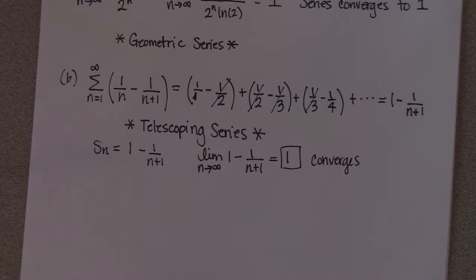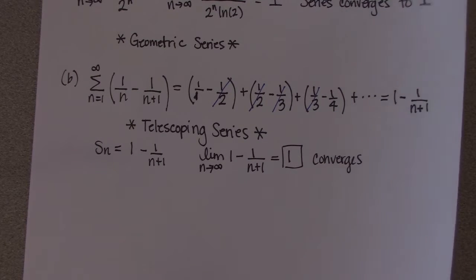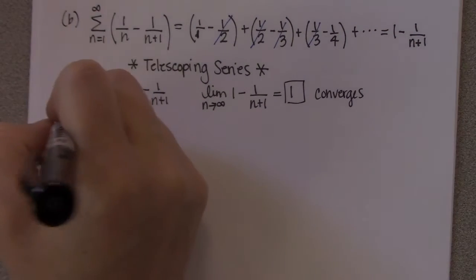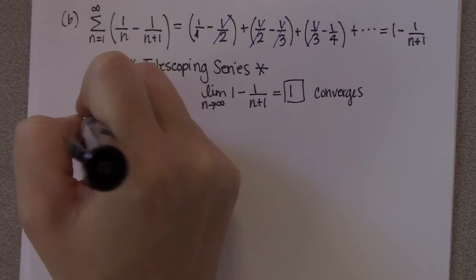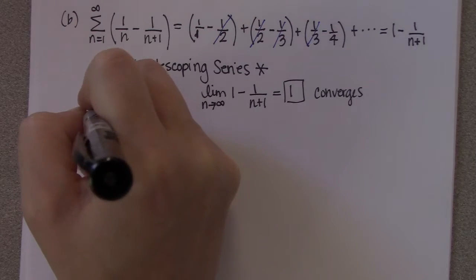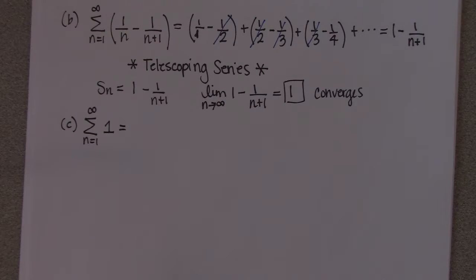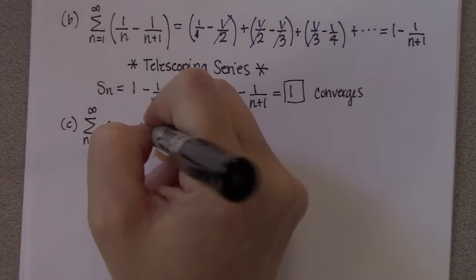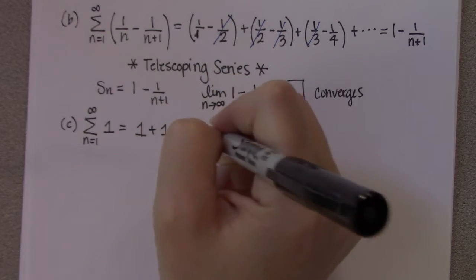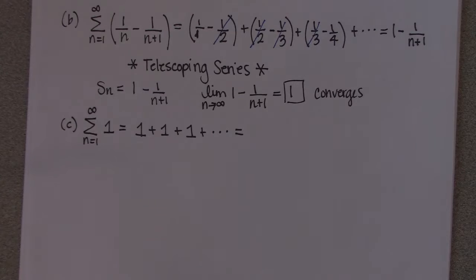Now this is not the only telescoping series. There are different types, but this is just one example of one. Okay? All right, so let's look at another series. So this guy is literally this. Just every term is 1.